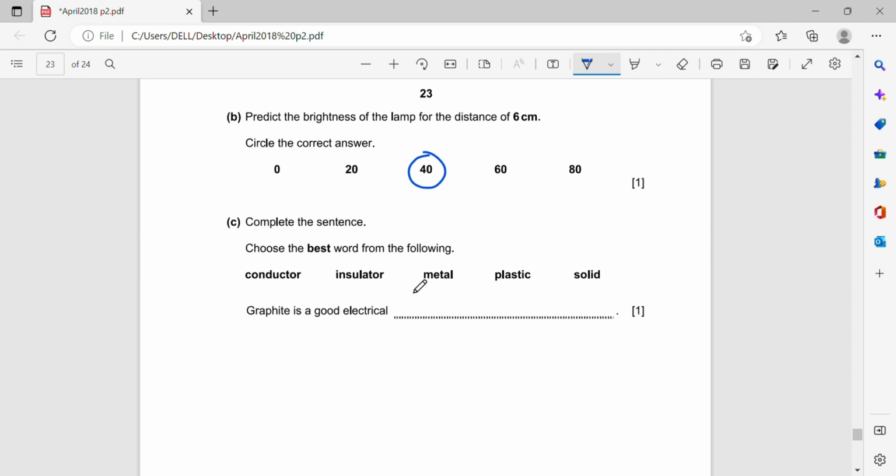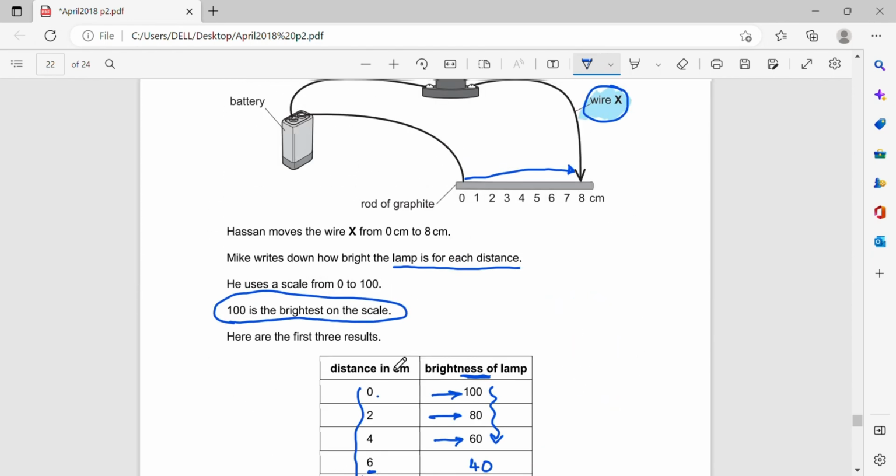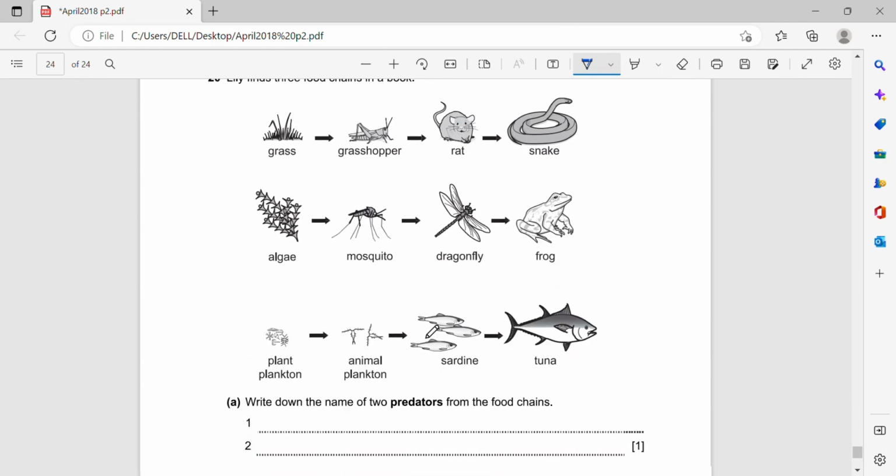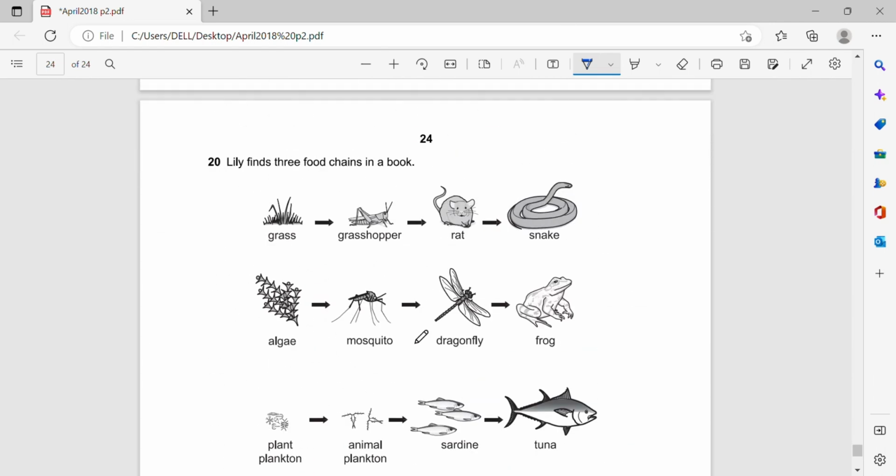Complete the sentence. Choose the best word from the following. Graphite is a good electrical... Did conduction of electricity happen here or not? Yes, conduction of electricity happened. So graphite is considered a good conductor of electricity. The best word is that it is a good electrical conductor, not insulator, nor metal, nor plastic, nor solid. That is the best word.